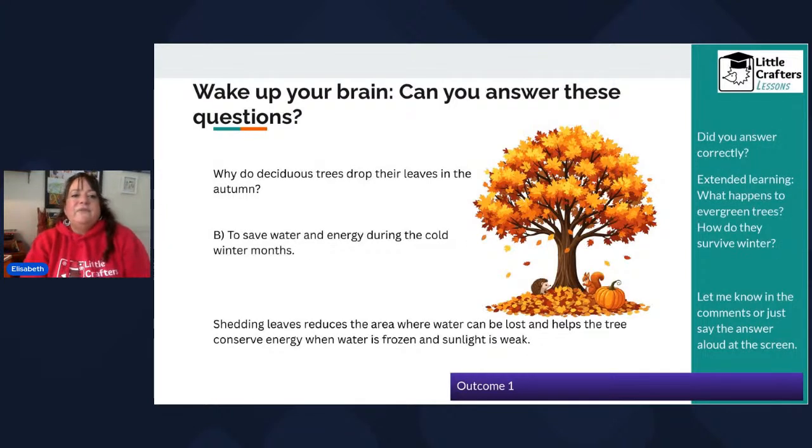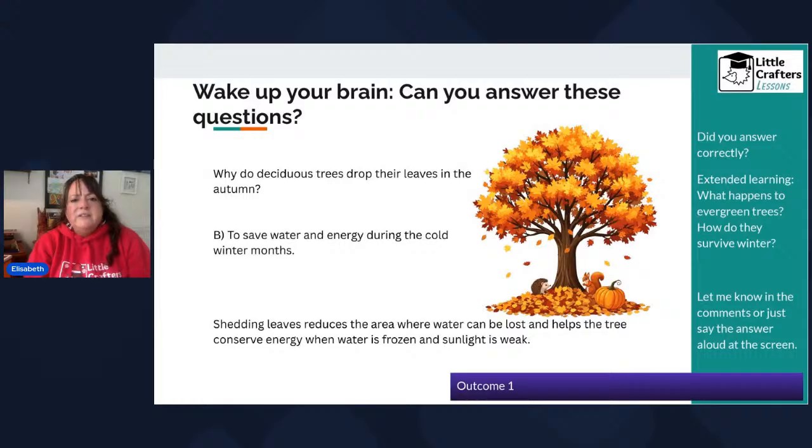Hopefully you said to save water and energy during the cold winter months. Shedding leaves reduces the area where water can be lost from a tree. So if you remember back to any of our lessons on plants and botany, transpiration happens and we lose water through the leaves in trees and plants. By conserving that and not doing that anymore, the tree can conserve energy, and the water freezing inside the tree won't hurt it. And the sunlight is weak, so it's not going to be going through photosynthesis as much.